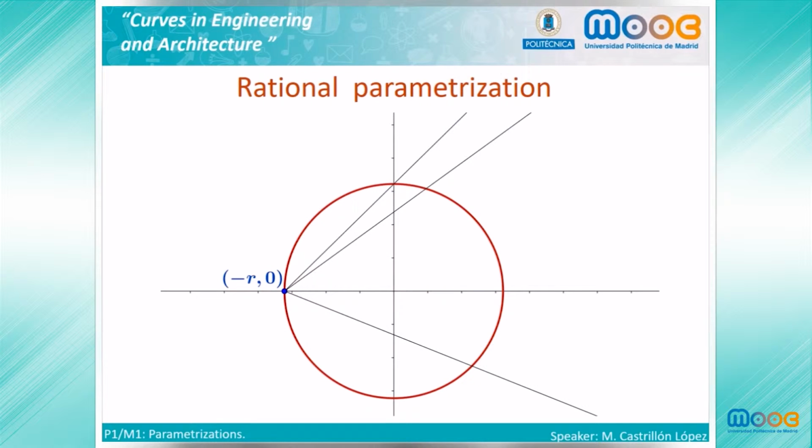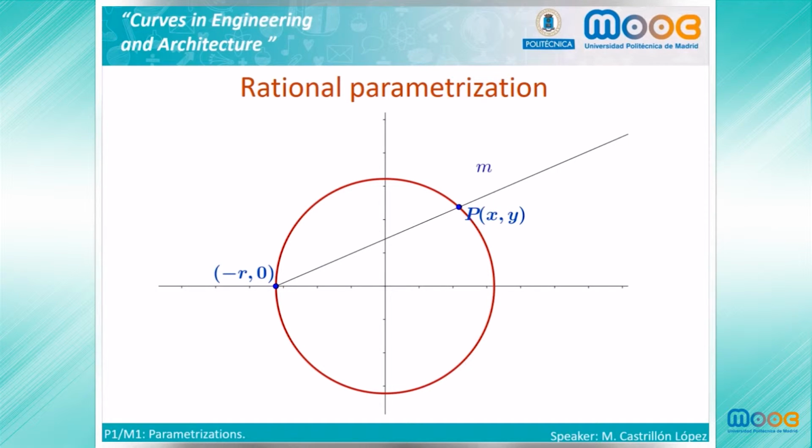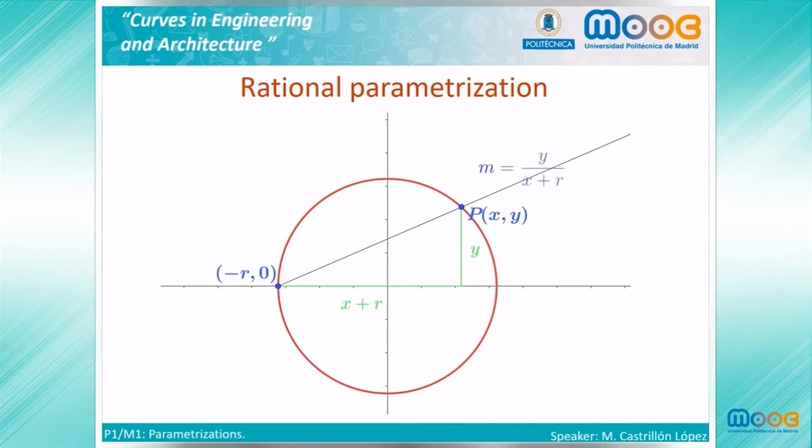Another parametrization of the circle is as follows. In this case, we work with the slope of all the lines passing through the point (-r, 0). Each of these lines cuts the circle in a second point. We avoid the vertical line. For each slope, we get a point in the circle. For every point of the circle of coordinates x and y, the slope of the line joining that point with the point (-r, 0) equals y over x plus r, and the explanation comes from that green triangle on the screen.